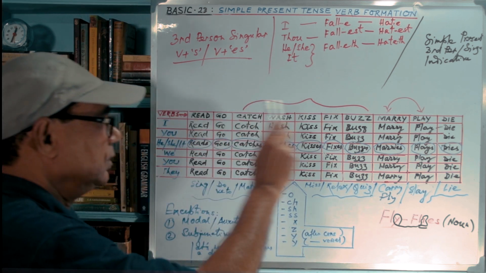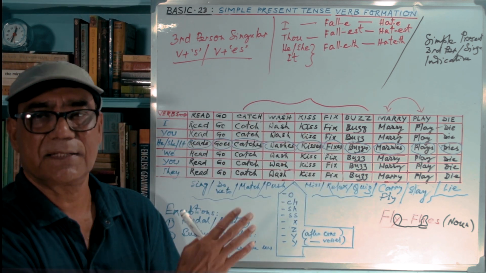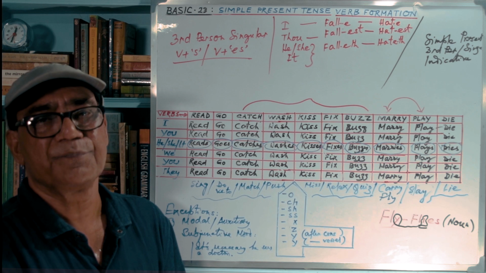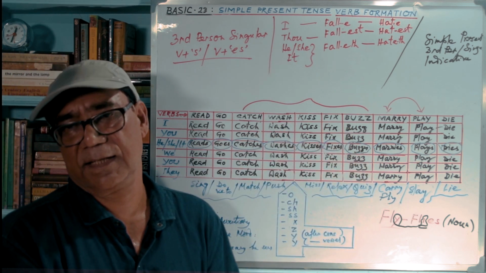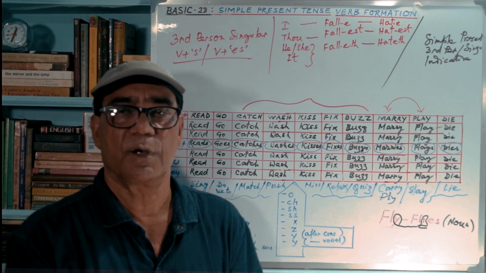So this is the rule. Very simple rule. Make them like formulas, and you will have no problem. Once you get used to these things, I think in future you won't have any problem at all.